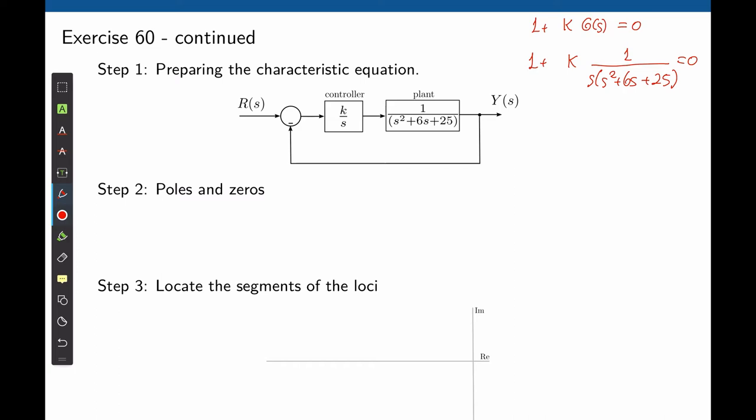There are no zeros in this expression, and the poles of g of s are s equals to 0 and s squared plus 6s plus 25 equals to 0 gives the other two poles. The poles are the values of s that satisfy this equality, and that is negative 3 plus minus 4j. We have one pole at 0 and two complex conjugate poles. The real part is negative 3. And the complex part is negative 4j and positive 4j.